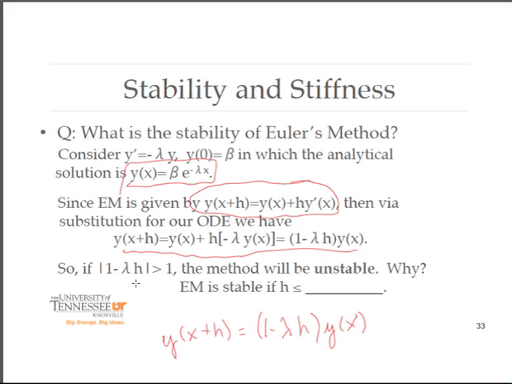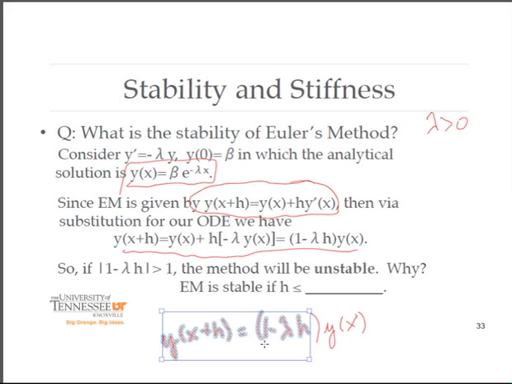So if you think about the magnitude of this, for example, if the absolute value of 1 minus lambda h is greater than 1, then it turns out this method would be unstable. Well, remember what the solution form looks like. Regardless of what beta is, and I'm going to make the assumption that lambda is positive, this component e to the minus lambda x, as x goes to infinity, is going to go to 0.